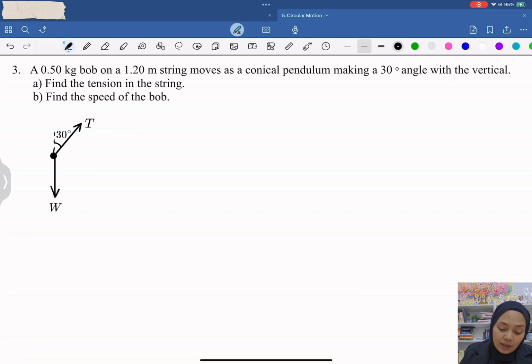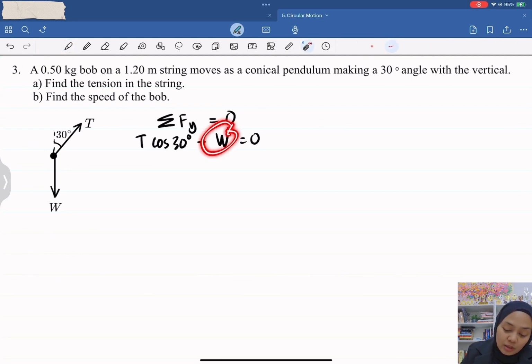So this is quite easy for us to do. We can find the tension because we have the mass, so we can find the weight, and that is equivalent to the T cos theta. So we're going to use summation of force at component y equals to 0. And then we have here T cos 30 degrees minus mg equals to 0. I'm just going to put here W, and when I move the W to here, it's going to become positive, and I'm going to substitute it with mg because we know that W equals mg. So T equals mg divided by cos theta.